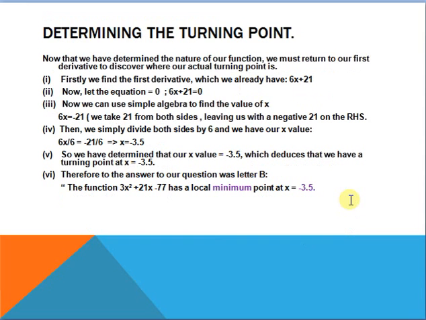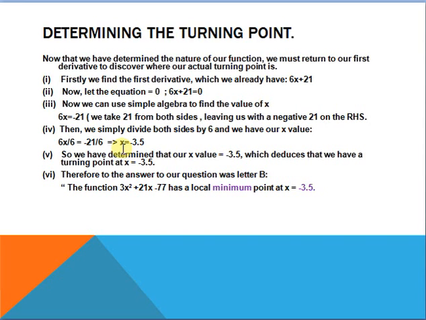So going on to our turning points, to determine our turning point, we have to use our first derivative, which we already have, and is 6x plus 21. So you have to let the 6x plus 21 equal to 0, and then we use some simple algebra to find the value of x. So to find the value of x, we take 21 from both sides, leaving us with a negative 21 on the right hand side. So 6x is equal to minus 21. Then we simply divide both sides by 6 and we have our x value. So when you do this, our x value is equal to minus 3.5.